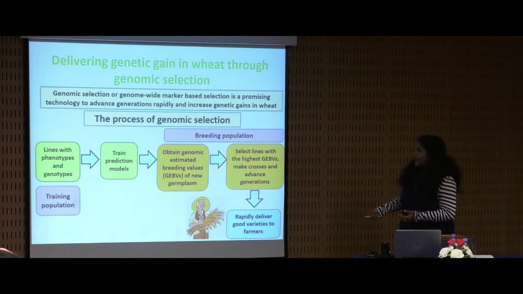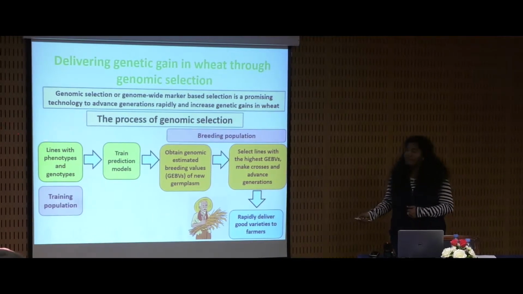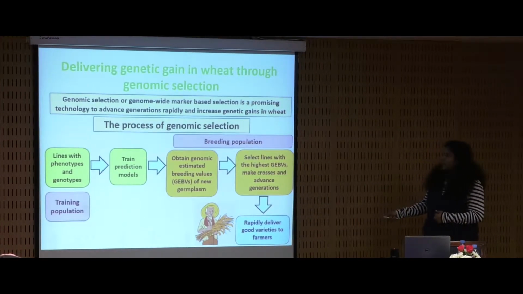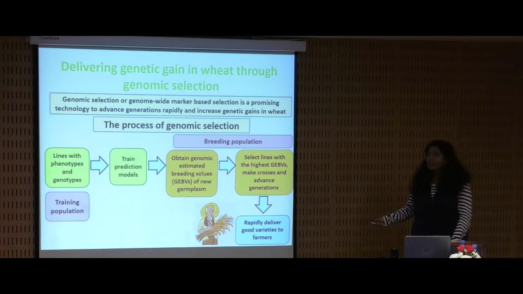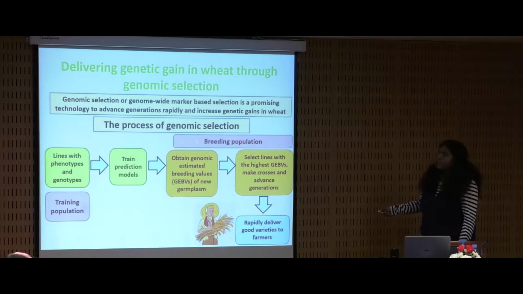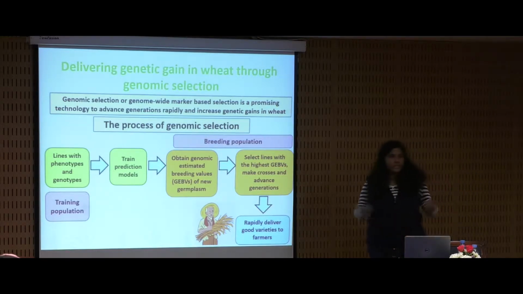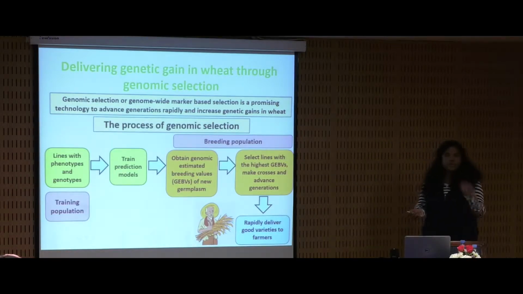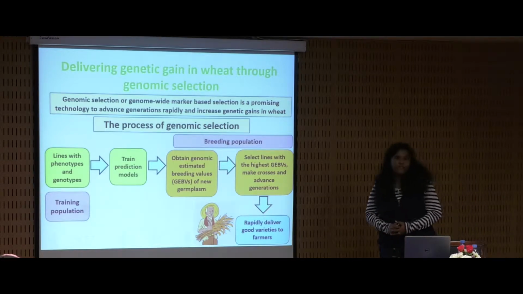Initially, you have a population, known as a training population, where you have lines that have both genotypes and phenotypes. Then you train your prediction models, and you obtain the GEBVs, or genomic estimated breeding values, of new lines or your new germplasm. You can call this your breeding population. Then you select lines with the highest GEBVs, make crosses, and advance generations. This helps you reduce the cycle time by rapid cycling, and you can rapidly deliver varieties to farmers.